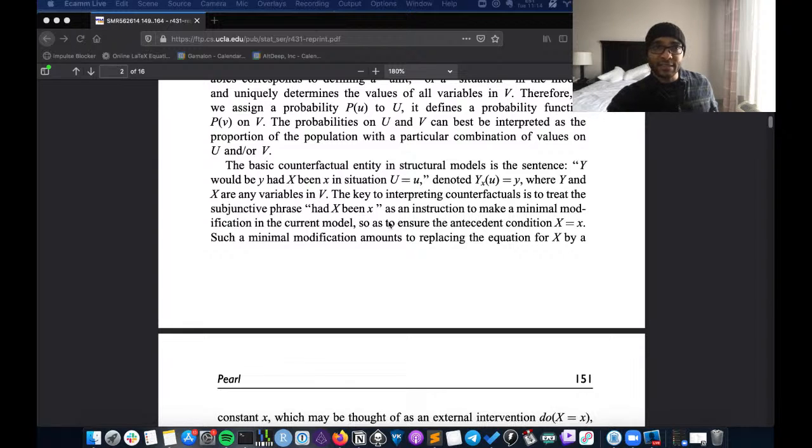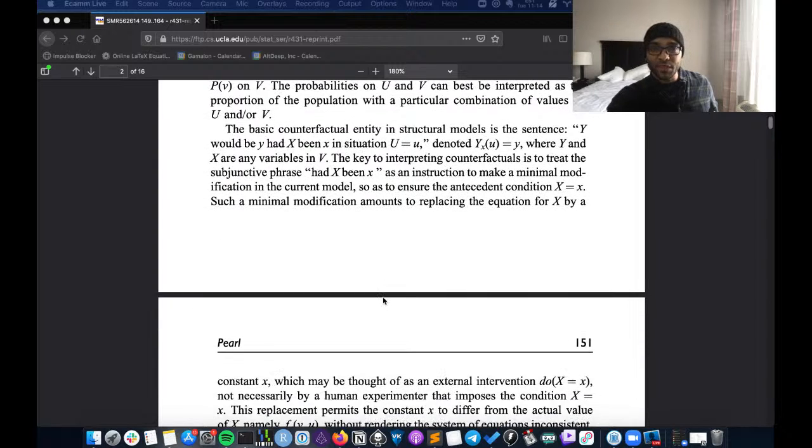Where y and x are any variables in V, the key to interpreting counterfactuals is to treat the subjunctive phrase "had x been x" as an instruction to make the minimal modification to the current model so as to ensure the antecedent condition X equals x.